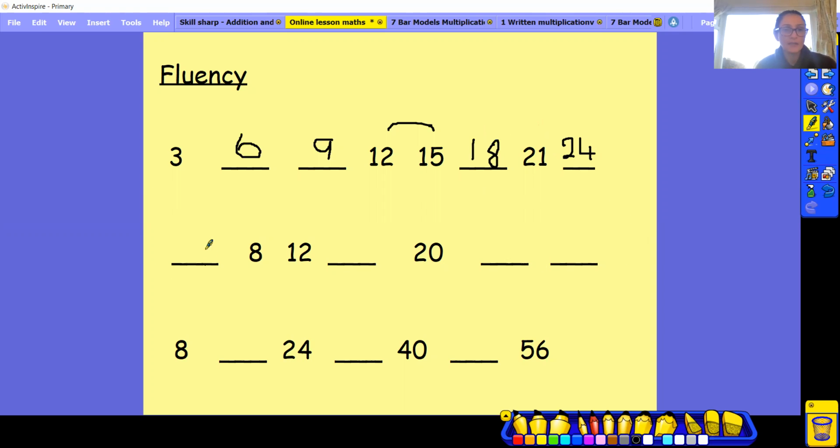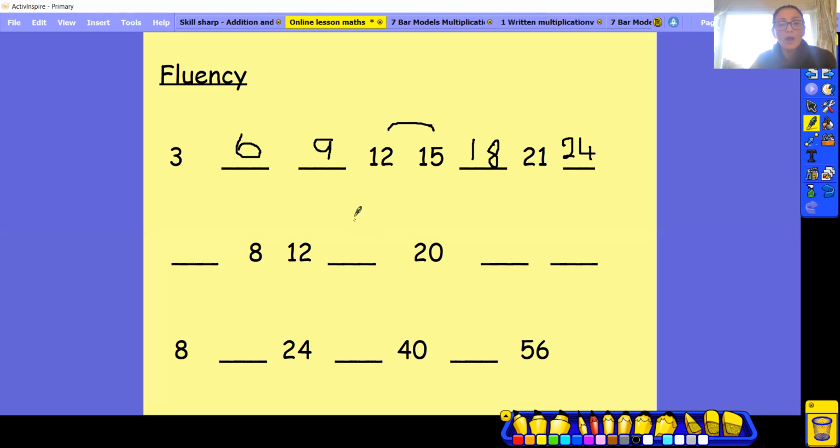So let's have a look at this one. You've got blank, 8, 12, blank, 20, blank, blank. So with the same method that we did on the previous one, have a look at the two numbers, see what the difference is. Have a quick pause and see if you can have a go at it.